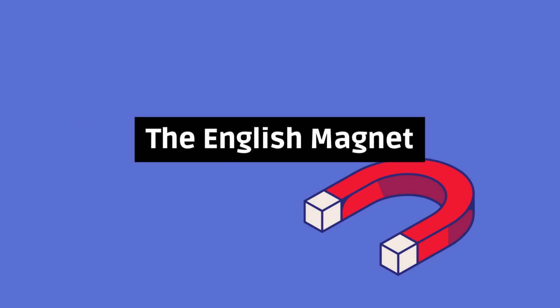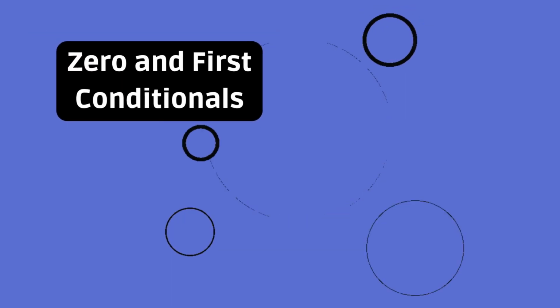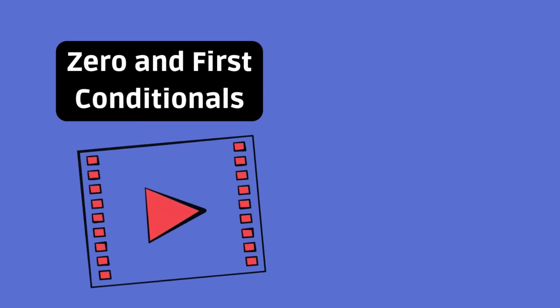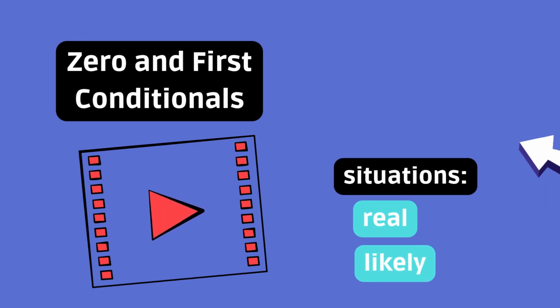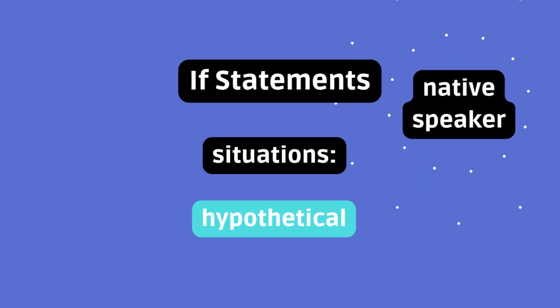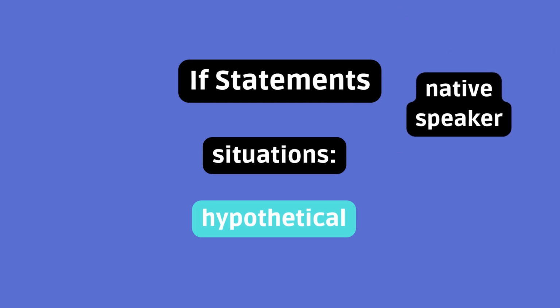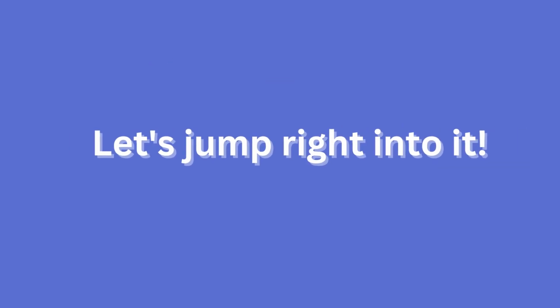Today's video, second and third conditionals made easy. We've previously covered the zero and first conditionals in this video, which deals with real or likely situations in the present or future. Now, we're going to focus on if statements dealing with hypothetical situations. It's a must-watch to sound like a native speaker. Also, be sure to watch until the end to learn about the most common mistakes. All right, let's jump right into it.